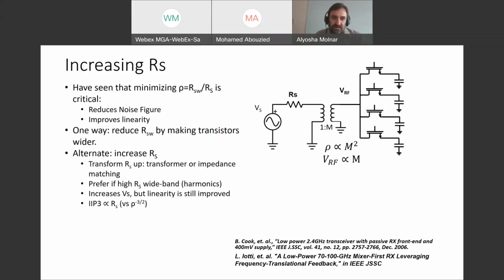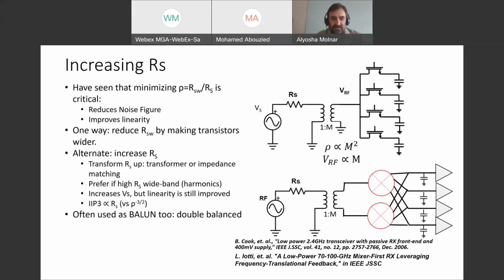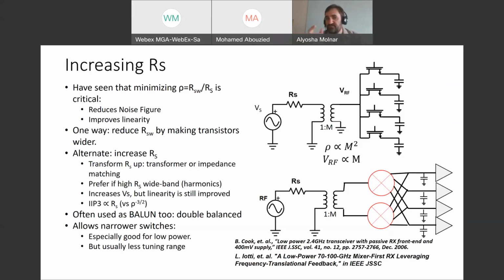But if you do that, what you see is that of course your noise figure gets better, but actually your linearity gets better, even though your input signal got bigger too, because the net effect is a benefit. And at the same time, you can also save significant power because you are now allowed to use much smaller switches. And I should note that one of the ways this gets used is to actually do two things at once: to both upmatch your impedance with a transformer, but also use it as a balun to go into a double balanced mixer. And so you'll see a number of designs that are now using this fact that I want to minimize rho, and I can do it more than one way, and I should do them all.